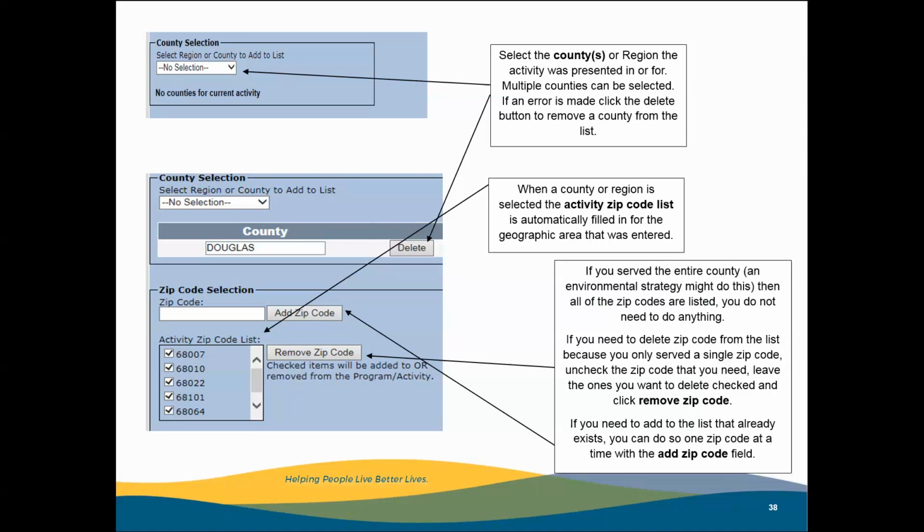We've done our best to try to simplify the system as much as we can, and right now that's how the system is structured. So make sure that all the zip codes are correct, remove any zip codes that you don't want there, and then make sure that whatever's left in that box is the zip codes that you want to be associated with your activity and that they have a check mark next to them.